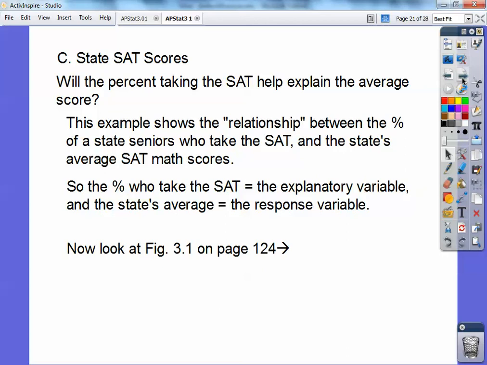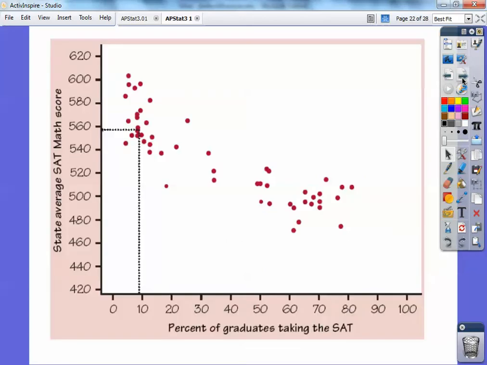Now let's look at figure 3.1 on page 124. It might not be what you think. Check it out. Down here is the percent of graduates that take the SAT. Notice that the more students taking the SAT, the lower their scores are. We'll talk more about that in a little bit.